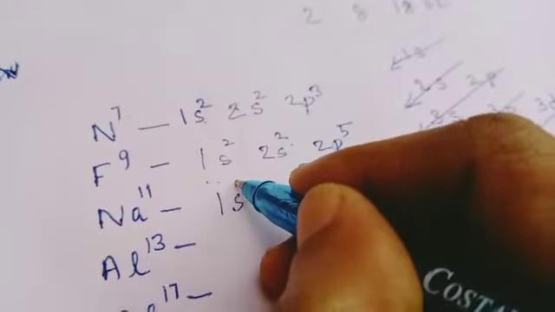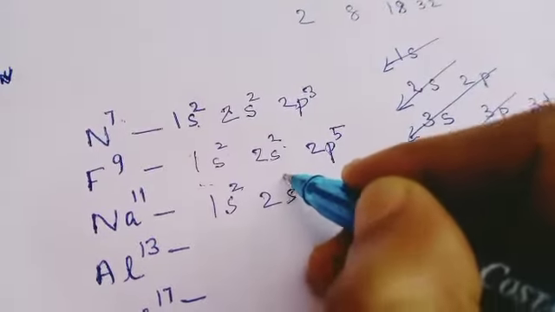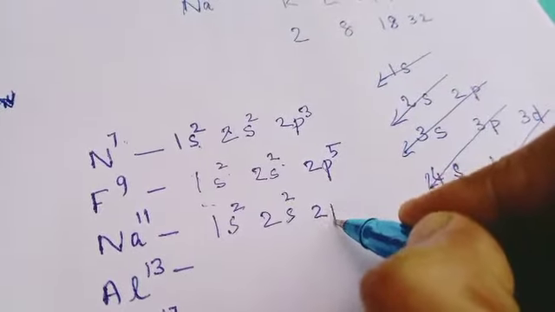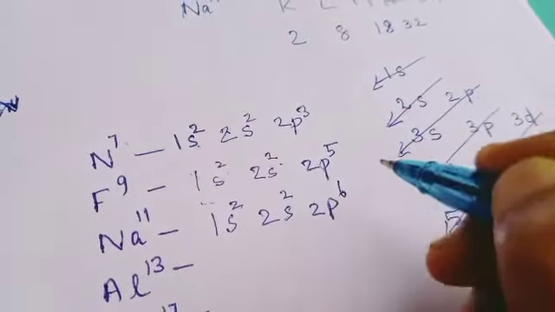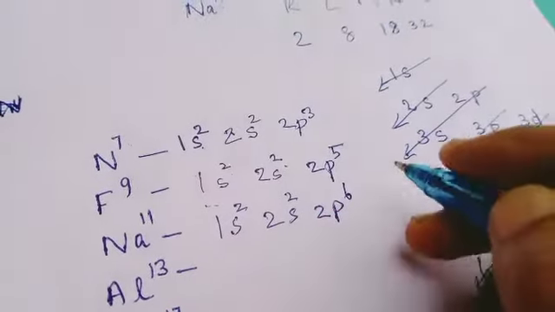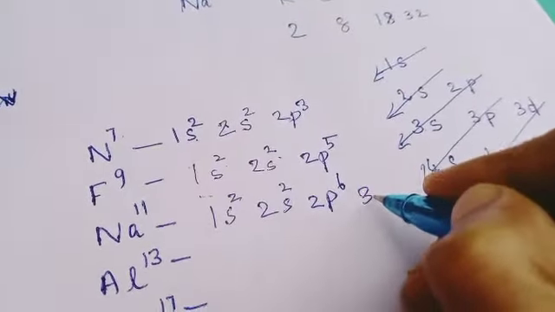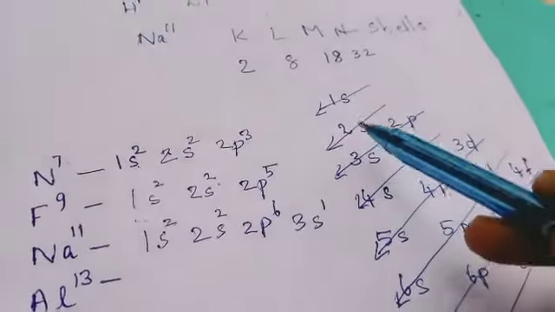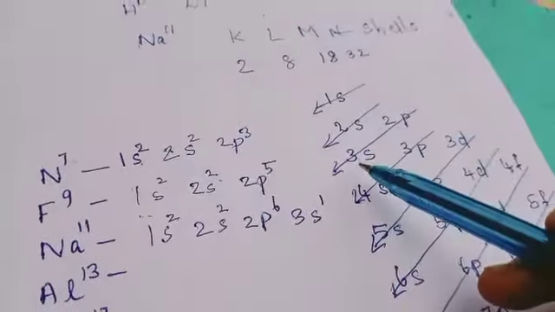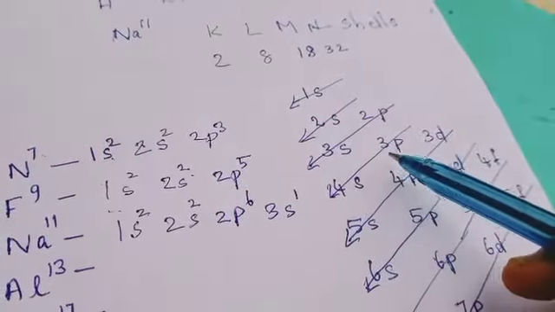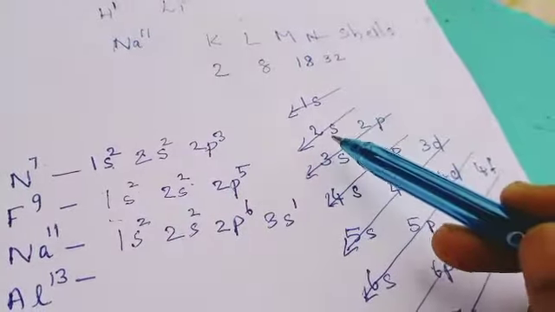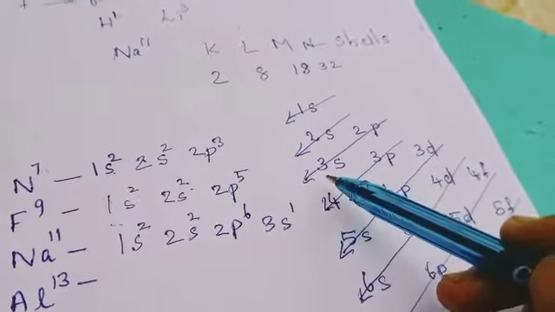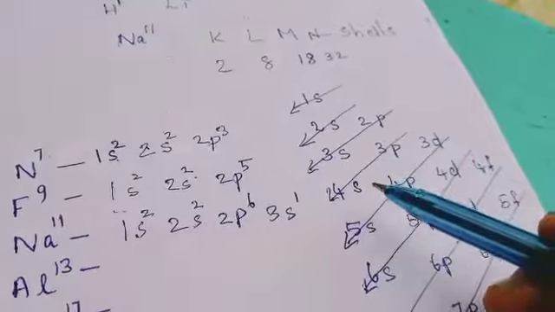For sodium, 11, we write 1s2, 2s2, 2p6. Now it is 10. Then the next one is 3s1. Like that we have to write: 1s, 2s, 2p and 3s.